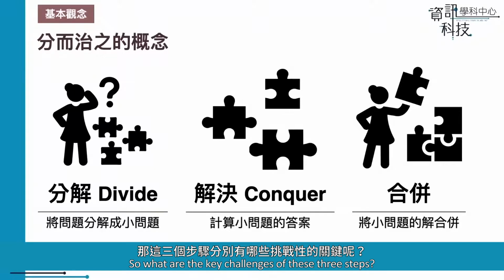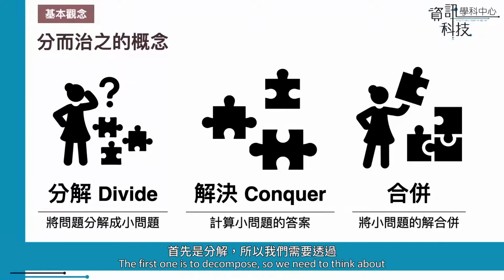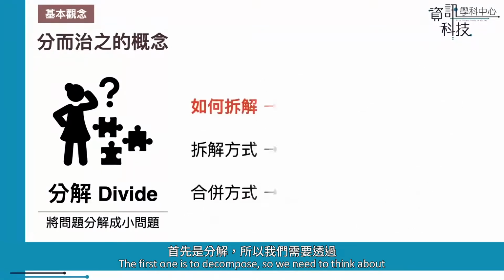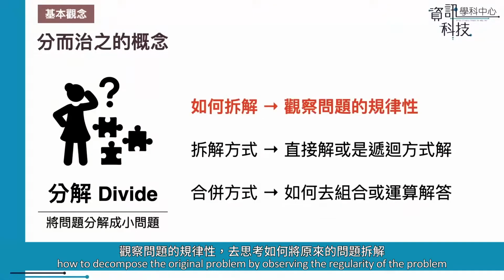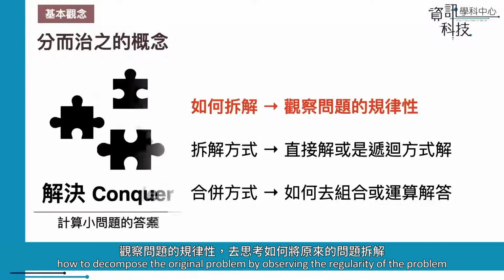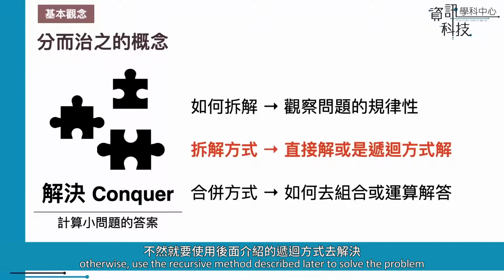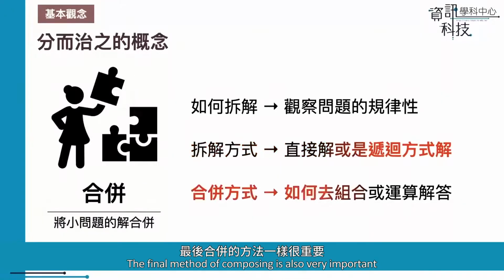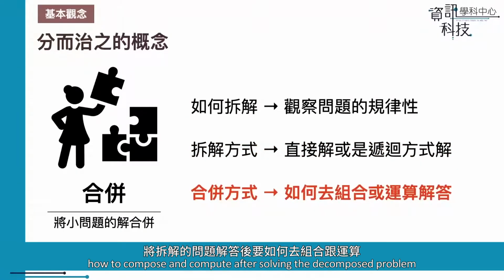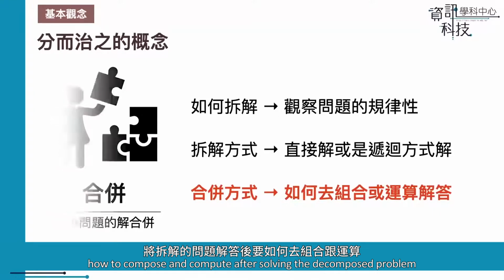So, what are the key challenges of these three steps? The first one is to decompose, so we need to think about how to decompose the original problem by observing the regularity of the problem. There are two ways to solve problems. If the problem is small, it can be solved directly. Otherwise, we use the recursive methods that are described later to solve the problem. The final method of composing is also very important: how to compose and compute after solving the decomposed problem.